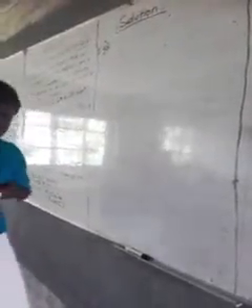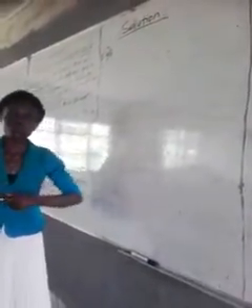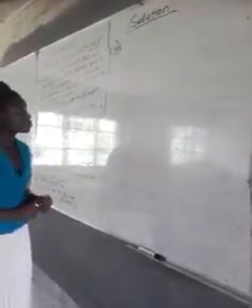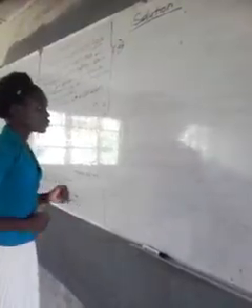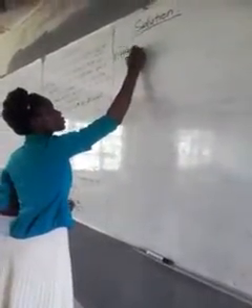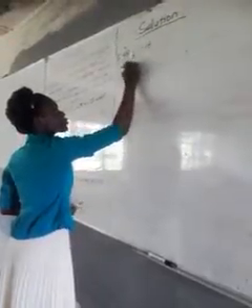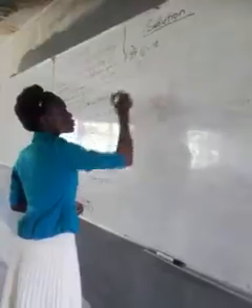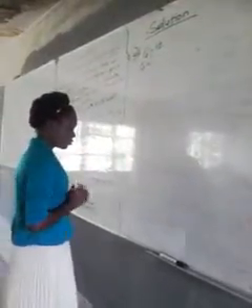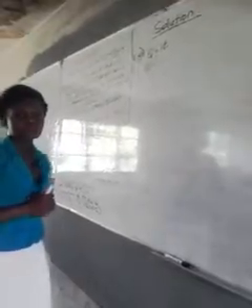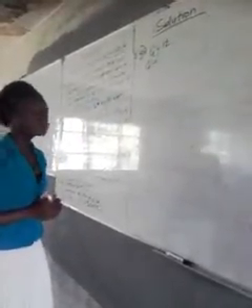So for the solution to question number 5, we go this way. We write Q equal to IT. That is, we want to know the quantity of electricity that flows when a current of 0.5 ampere is used for 3 hours.